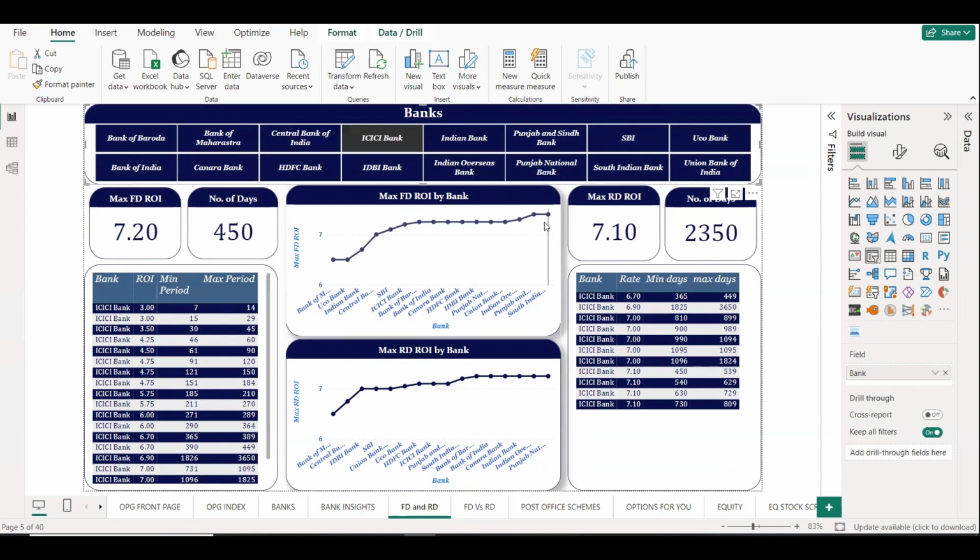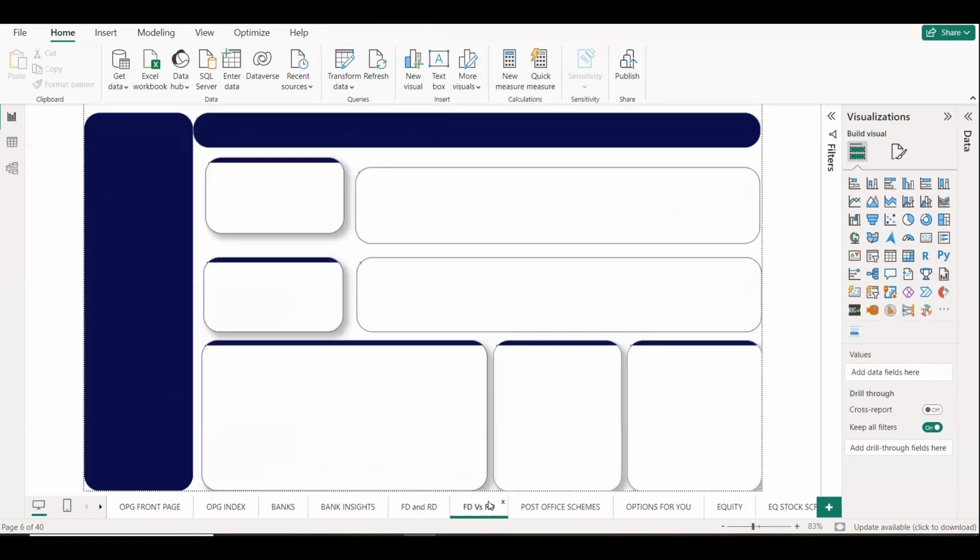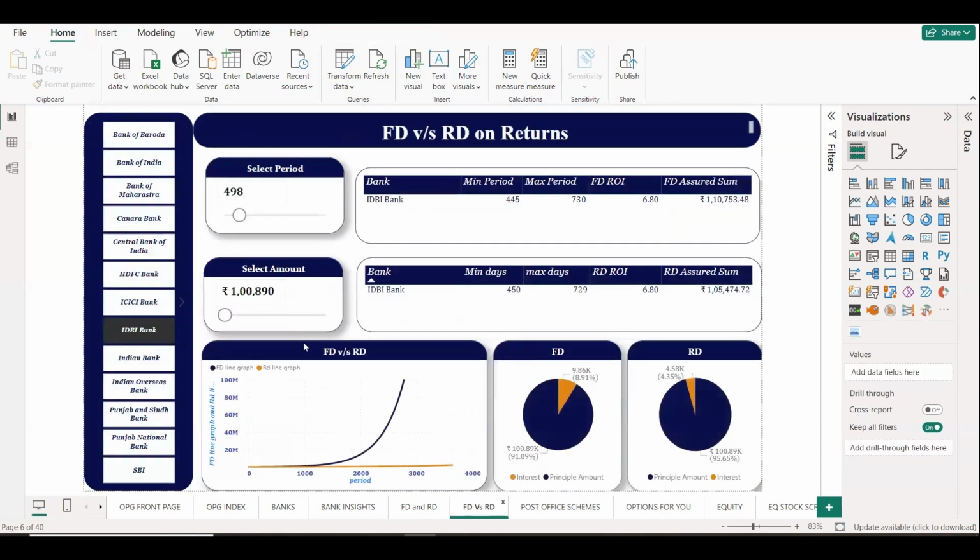So it's a good analysis that lets you choose your banking partner and helps you take a wise decision without having to invest your funds in idle banks, like you can see, for example, we have got Bank of India. So let's just move on to the next page.